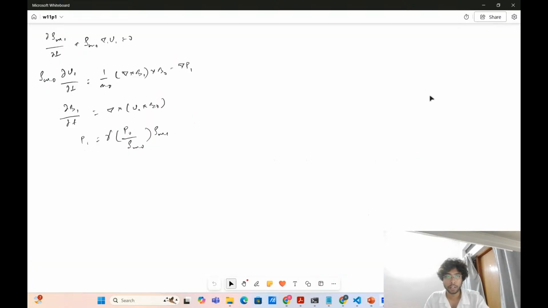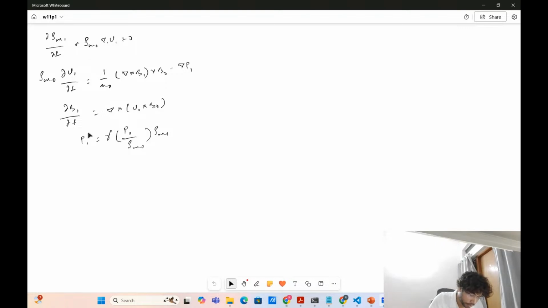Okay, so these are the equations, and what we are going to do is a Fourier mode analysis of the equations. What do I mean by Fourier mode analysis? Basically, what we are going to do is just take the Fourier transform of all the equations.